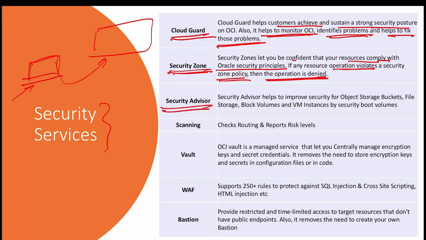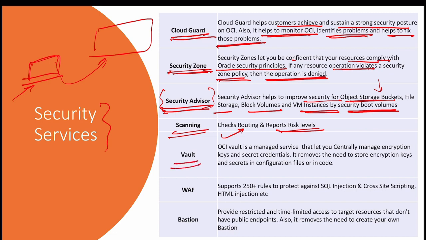Next we have security advisor. Security advisor helps to improve security for object storage buckets, file storage, block volumes, and VM instances by securing the boot volume. So it helps to improve security in many ways, like the components mentioned: all the storage mentioned here, and also the VM. If we talk about scanning, it checks the routing and reports risk levels. What are the risks with that particular route and all.